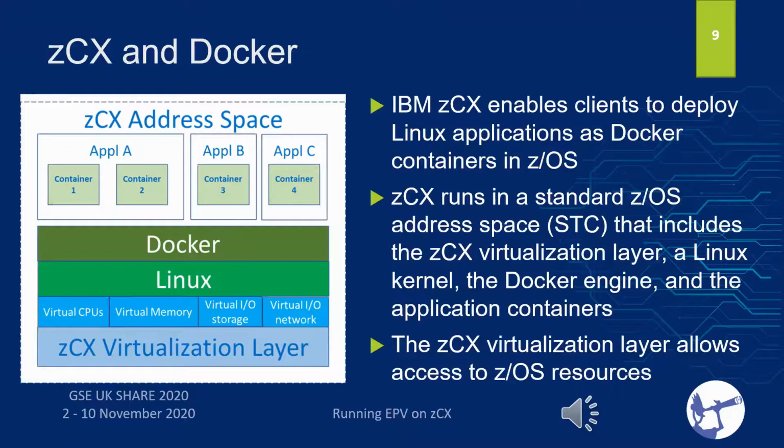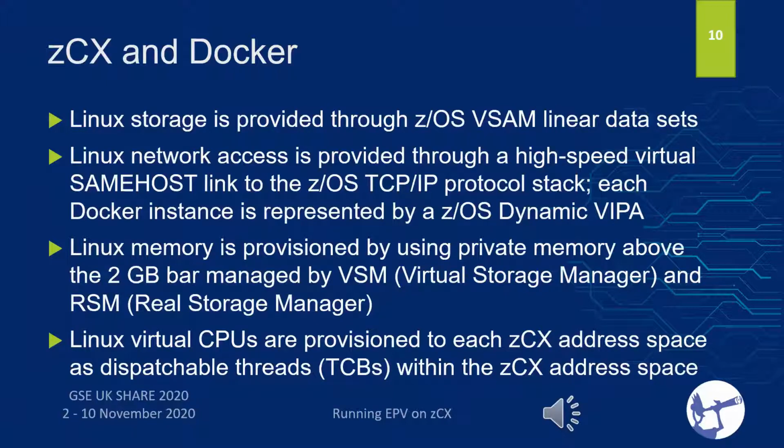The Linux resources inside the zCX address space are provided from z/OS in this way. Storage: the storage is provided through z/OS VSAM linear datasets. Network: the access to the network is a high-speed virtual same-host link to the z/OS TCP/IP protocol stack, and Docker instances are z/OS Dynamic VIPA. Memory: it is managed by VSM, the Virtual Storage Manager, and RSM, the Real Storage Manager.